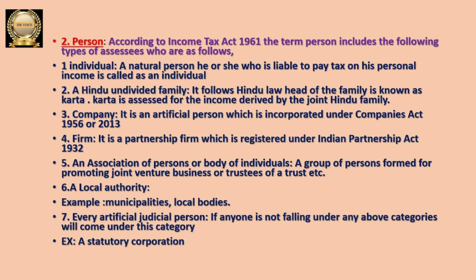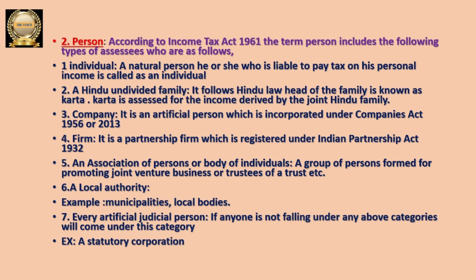Let us go and discuss the next point, that is company. Joint stock companies. A company is an artificial person and should be incorporated under the Indian Companies Act 1956 or 2013. Any company established by registering its name under the Indian Companies Act 1956 or 2013 is treated as a company. A company is also known as a person under the Income Tax Act 1961. And next one is firm.